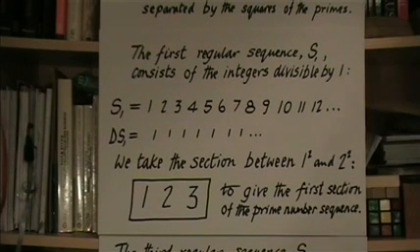Now, if we take the section from it between 1 squared and 2 squared, that's to say between 1 and 4, we get the first 3 primes of 1, 2 and 3. And that is the first section of the prime number sequence.